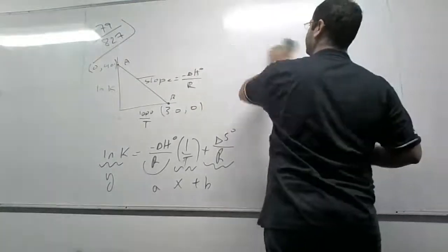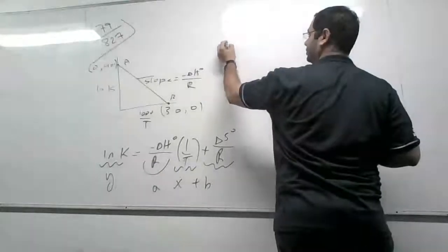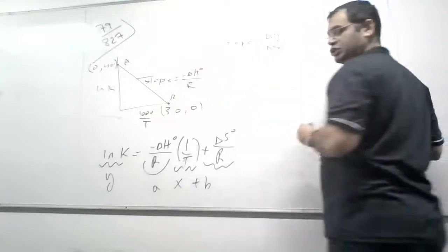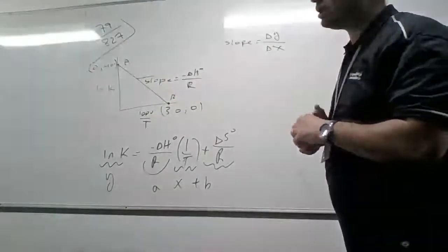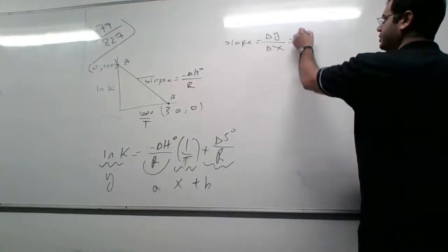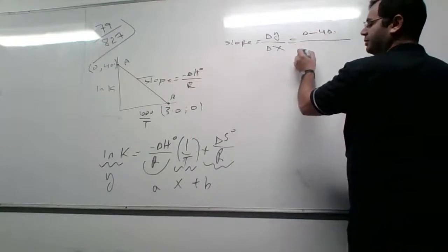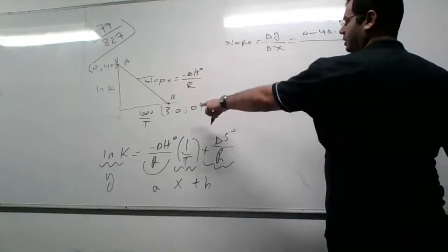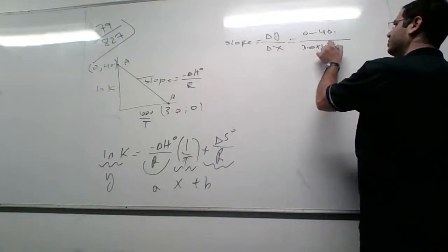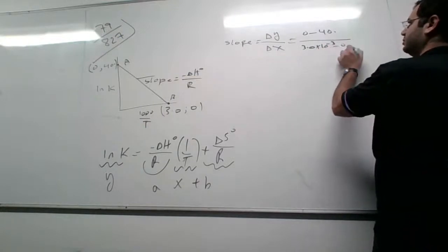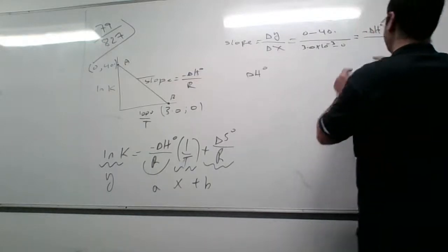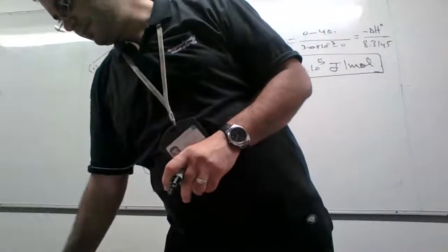Then I will rewrite it again. Slope is equal to delta y over delta x. Guys, whoever hasn't checked, let me mark it. Anyone else? It's equal to 0 minus 40 over 3.0 times 10 to the power minus 3, which equals minus delta H naught over R.